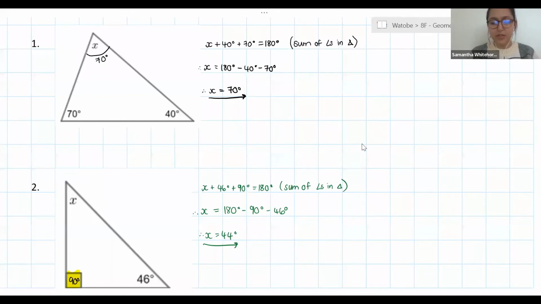We're gonna do a couple more examples and stuff, so don't worry. But what we're basically doing is we're looking at the reason, sum of angles in a triangle, and how we use it. So we are gonna do more examples.